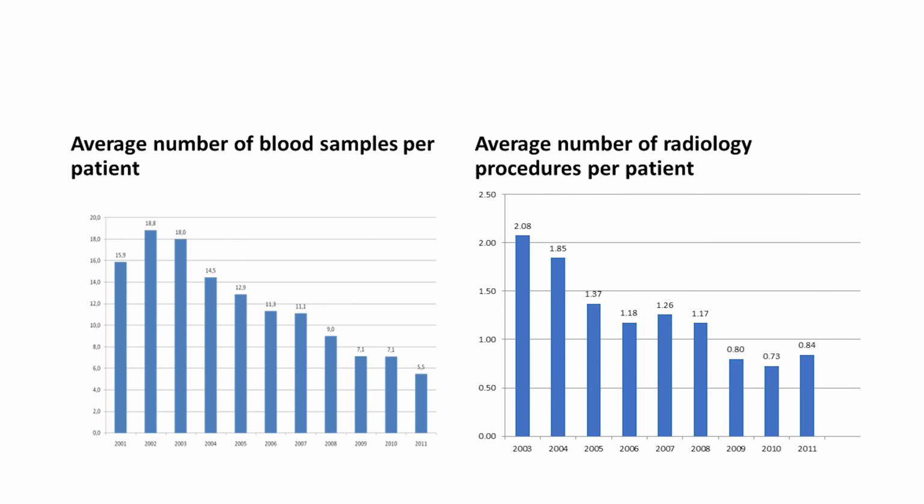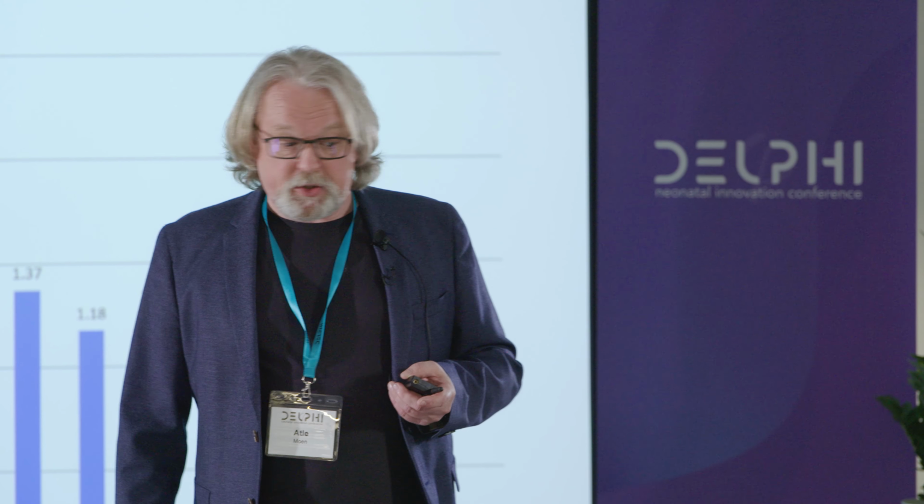20 years ago, I launched a PDSA project in an attempt to reduce the number of blood tests and X-rays in the NICU where I worked. And here you can see what happened. After 10 years, the number of blood samples per patient decreased from 18 to 5, and the total number of radiology procedures decreased from 2 to 0.84, more than 60%. It's also worth saying that we didn't observe any adverse events due to this change.